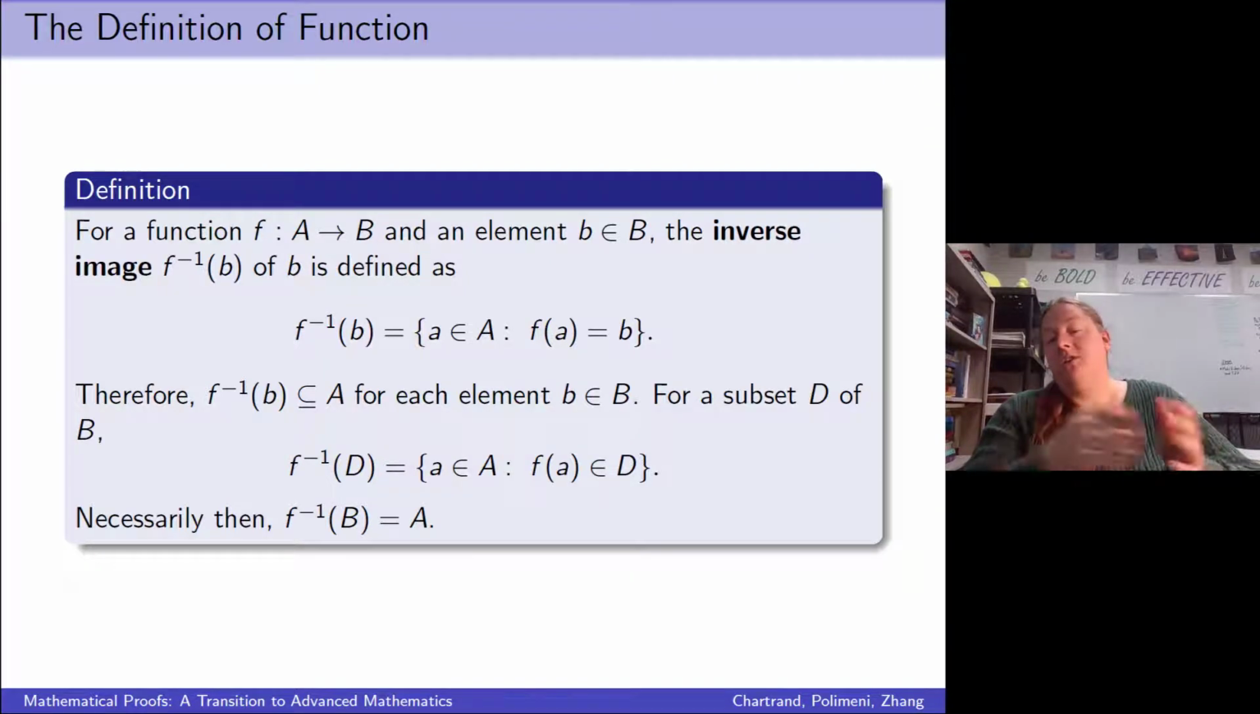So we also can put sets in the arguments for the inverse image as well, the same way we could for the function itself. So if I have a subset D of B, then the inverse image of D is going to, again, be some subset of A, being all of the elements in A such that f of a is an element in D. So we also can see that if we take the inverse image of B, we need to get A.